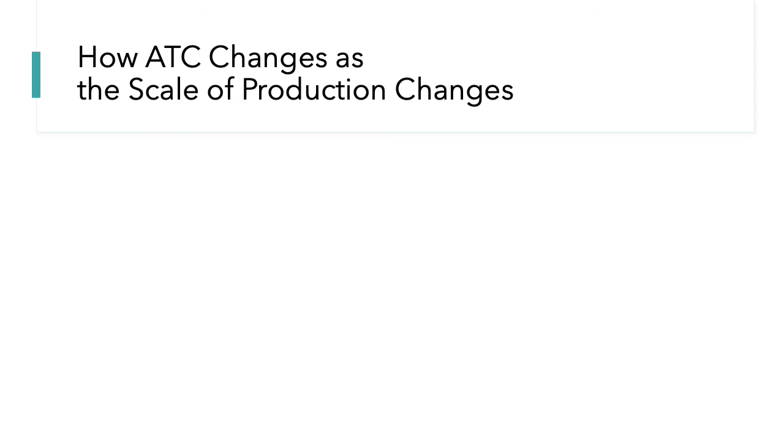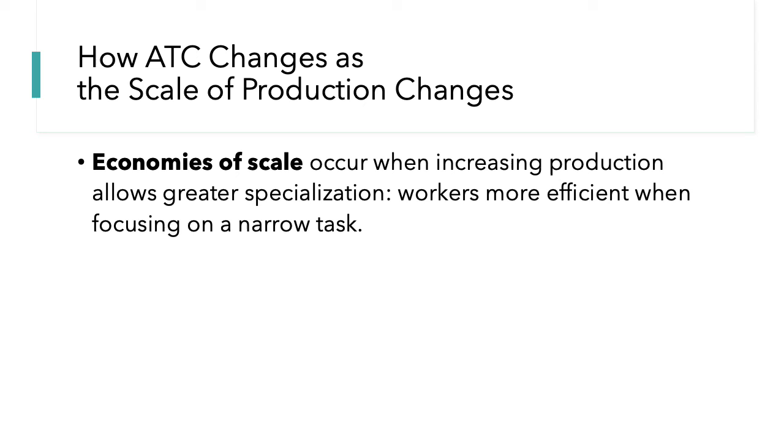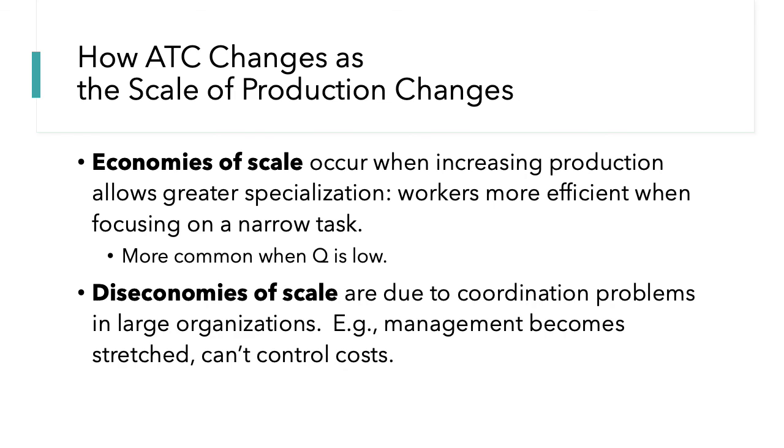How average total cost changes as the production changes. So economies of scale occur when increasing production allows greater specialization. Workers are more efficient when focusing on a narrow task. This is more common when output is low, right? Think about scale. Economies of scale means the more you produce, the cheaper something gets, except this is true usually in lower output situations.